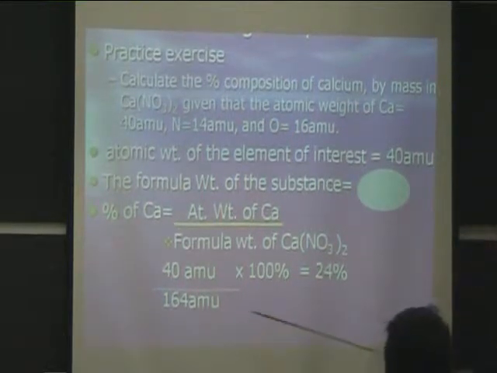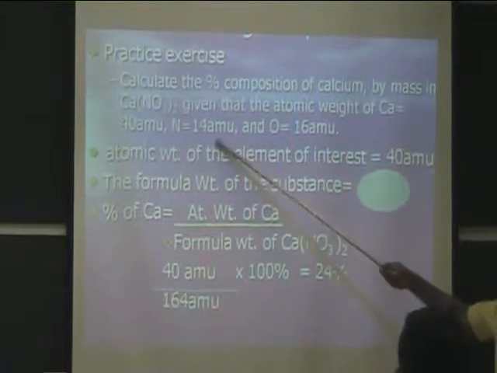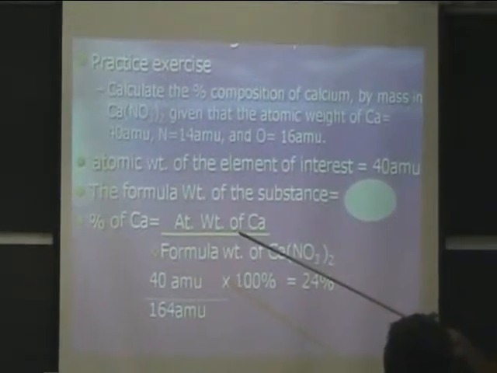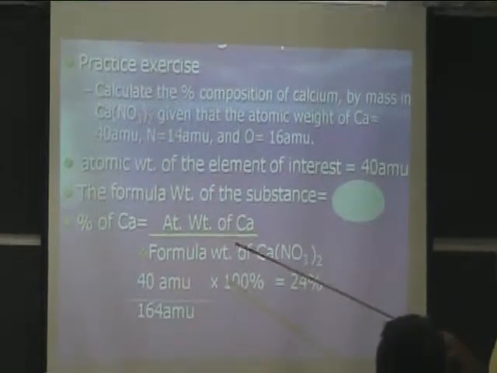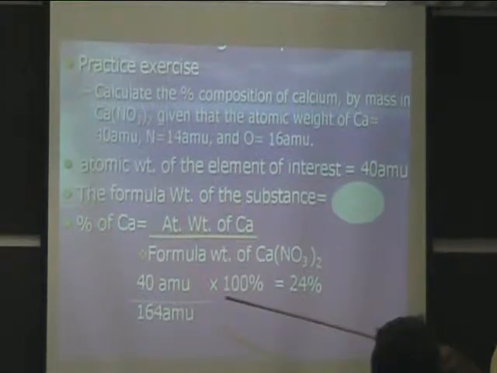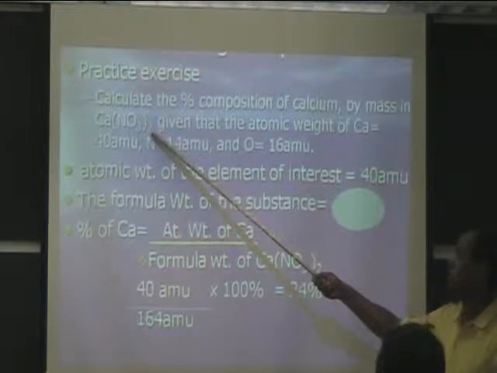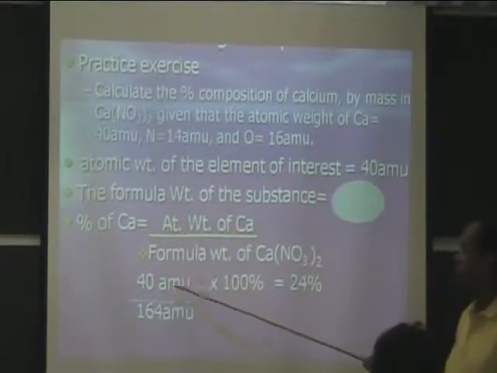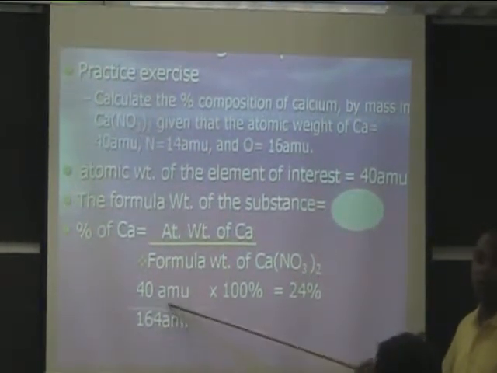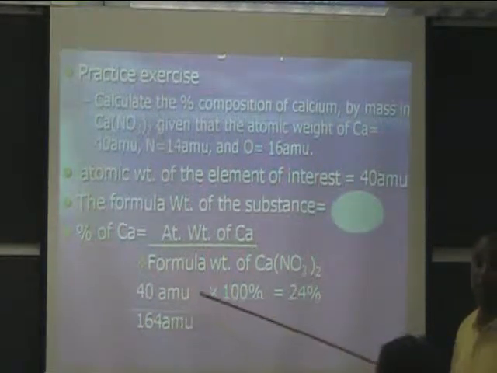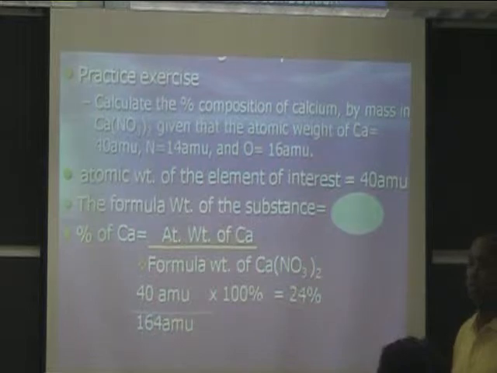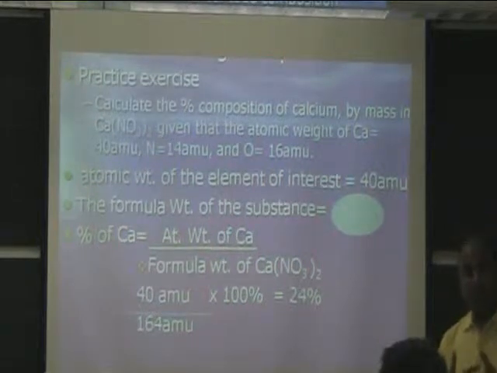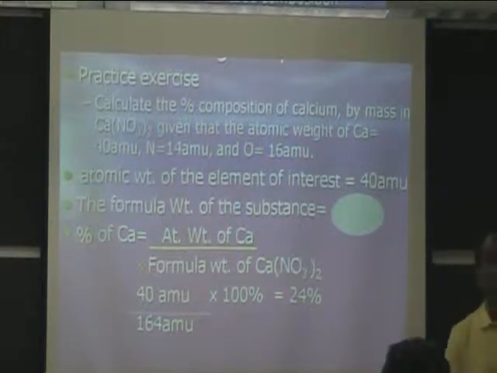If I ask you what the percentage composition of nitrogen in calcium nitrate will be, what will your answer be? Some people say 14 divided by 164. That's wrong. It's going to be 28, because nitrogen has 14, but you have to multiply by 2. So 2 times 14, which is 28, divided by the formula weight of the compound, 164, times 100. If you want the percentage composition of oxygen, it's going to be what? 96, the atomic weight of oxygen.